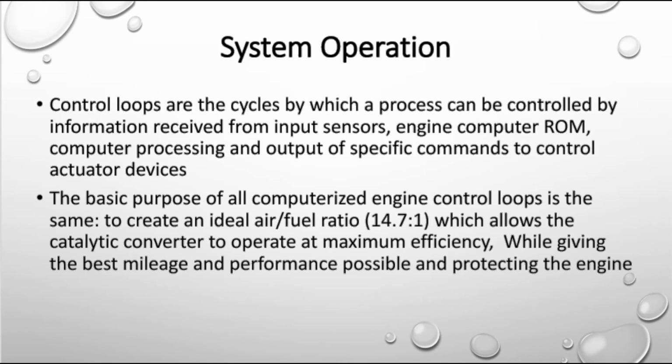System operation. Control loops are the cycles by which a process can be controlled by the information received from input sensors, engine computer ROM, computer processing, and output of specific commands to control actuator devices. The basic purpose of all computerized engine control loops is the same: to create an ideal air-fuel mixture of 14.7:1, which allows the catalytic converter to operate at maximum efficiency, while giving the best mileage and performance possible, and protecting the engine.